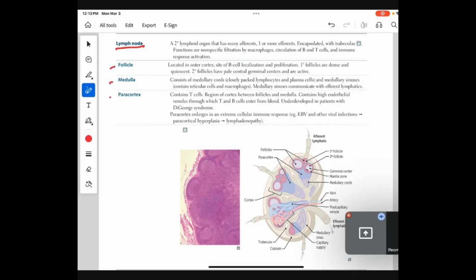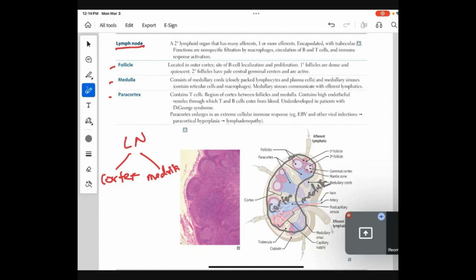Down to the different components of those structures. So your lymph node is divided into two main parts, the cortex and the medulla. If you look at this diagram here, all of this is your cortex out here, and this is your medulla of the lymph node. The spleen also has a cortex and medulla. We'll look at that shortly.